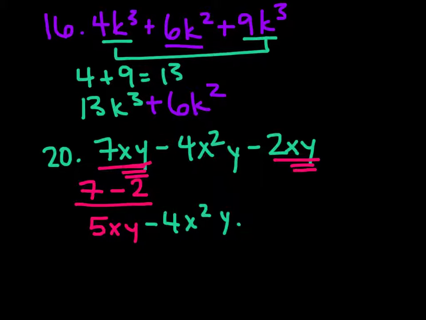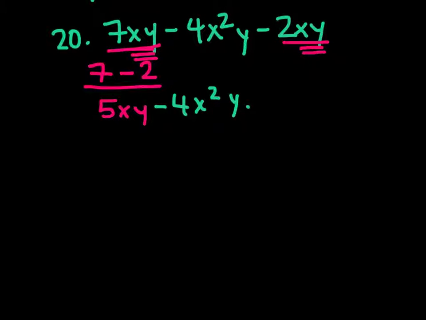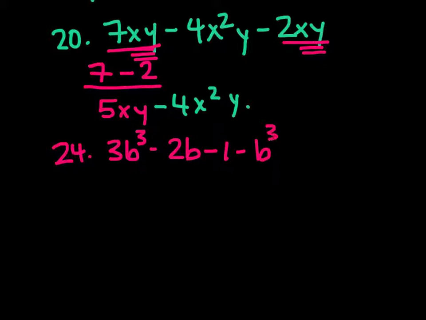Now number 24. Let's go on to number 24. It is 3b to the third power minus 2b minus 1 minus b to the third power minus b. Ooh, lots of b's. This is pretty crazy. So let's pay attention to like terms. We have b cubed, we have b to the third power, and then we also have b's all by themselves. And then there's just this last little guy, this number 1, he's all by himself. All right, so let's do like terms.